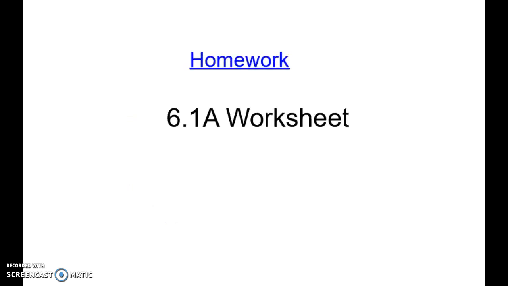Okay, you have already completed the front side of the 6-1A worksheet. I'd like you to go ahead and complete the back side of the 6-1A worksheet. Remember, if you do not have it, there is a PDF attached on Schoology. You can go ahead and print it off or just put it on your own notebook paper.